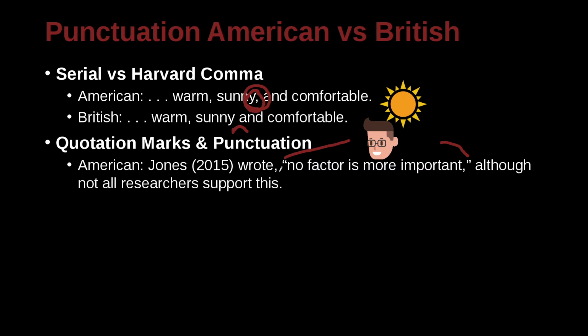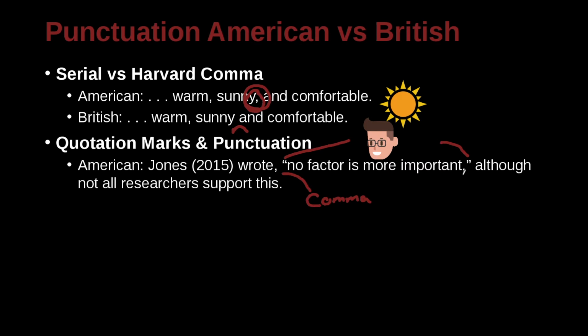You can note, though, that we have a comma here. This comma is beginning just before the quotation. So this separates our introductory clause, which is Jones wrote. He did something. What did he write? We have the quotation here. And then we have our writing, my writing here, although not all researchers support this. He did not say this, I said this. So this is a great little example.